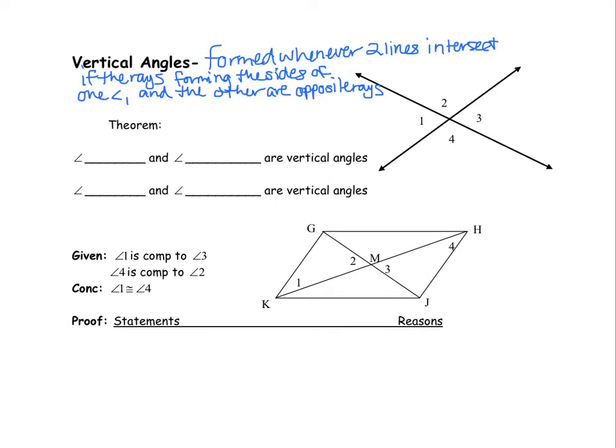Now the most important part of all of this is our theorem. You're going to like this one. We don't even need an if-then. We can just say vertical angles are congruent. In our picture, which ones are vertical angles? It's the ones that are across from each other. So angle 1 and angle 3 are vertical angles, and angle 2 and angle 4 are vertical angles.